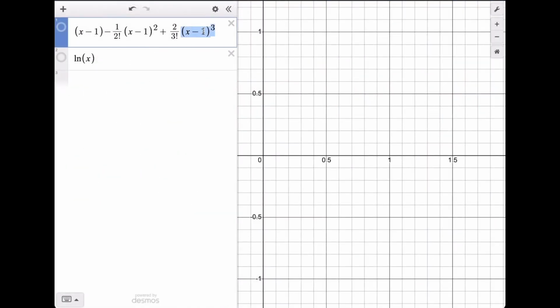Here is the degree 3 Taylor polynomial that we just found. It doesn't look all that thrilling. There it is. We're restricting ourselves to just thinking of the interval from 0.5 to 1.5. That's really where we're interested in looking at what happens. So let's compare what this function looks like, this polynomial, to natural log of x from 0.5 to 1.5.